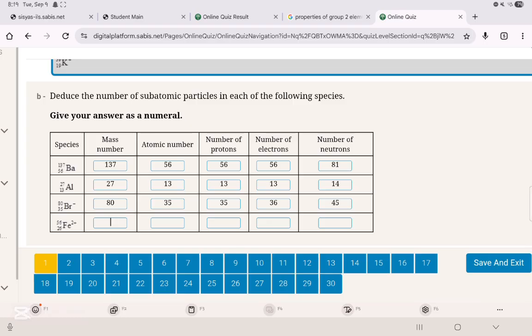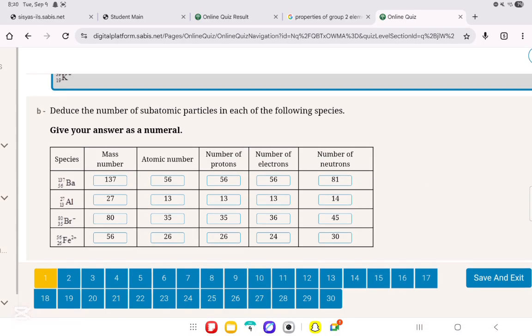5626 Fe2+, okay? So what is the mass number in Fe 2+? It is very simply 56. The atomic number is 26, which is the same as the number of protons, 26. Now, the number of electrons is the atomic number, 26, minus the charge. So 26 minus 2 is 24, so we have 24 electrons. Now, the number of neutrons is the mass number minus the atomic number. 56 minus 26 is 30 neutrons.